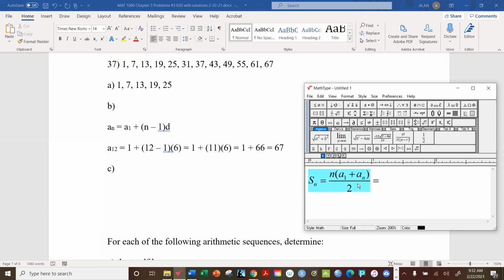Sn, oh, what's this? This is something I can't do on the whiteboard. What I'm going to do is just basically recycle this 12, because it's 12 terms that I'm looking for. The first term was 1, and we've already determined that the 12th term was 67. Oh, okay. And that turns out to be, you can simplify it a little, 12 times 68 over 2. And that turns out to be 408.